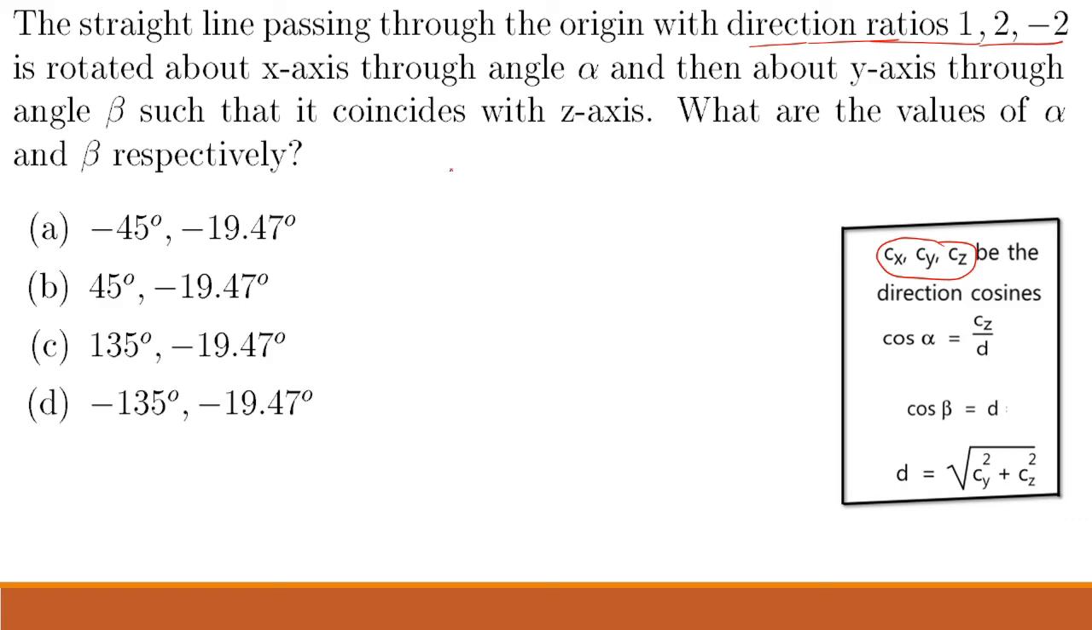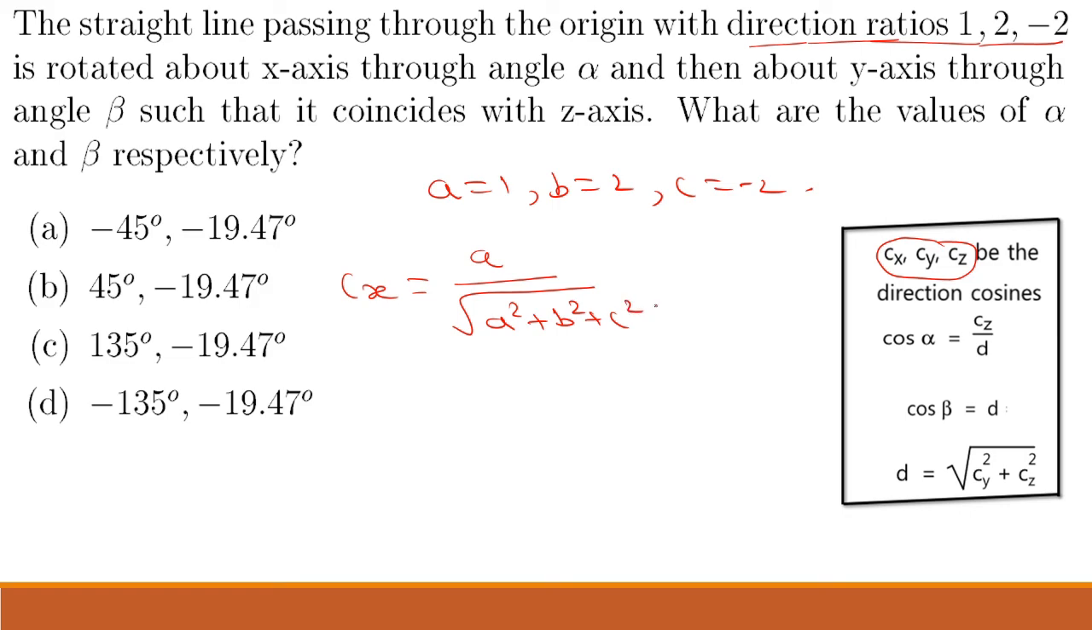Okay, so here what are our direction cosines? So here direction ratios are 1, 2, -2, means what? A is 1, B is 2, and C is minus 2. So just find out the cx with the help of the formula, that is a upon root of a square plus b square plus c square. Okay, and that will be nothing but 1 upon root of 1 square means what? 1, 2 square is 4, again minus 2 square is 4, so that will give the 1 by root 9, that is 1 by 3. So here cx is 1 by 3.